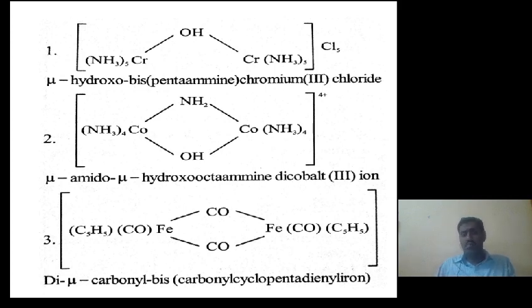In the second example, two different ligands are present between the two central metal ions. So mu-amido, mu-hydroxo octammine dicobalt(III) ions. The third one is also like di-mu-carbonyl, because the same ligands are present as bridging ligands. So di-mu-carbonyl bis carbonyl cyclopentadienyl iron.